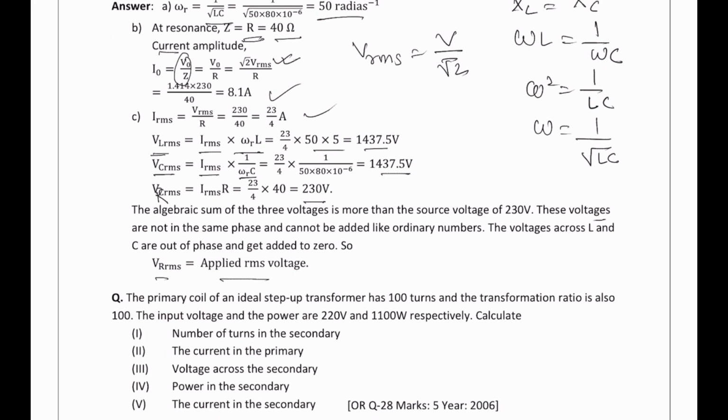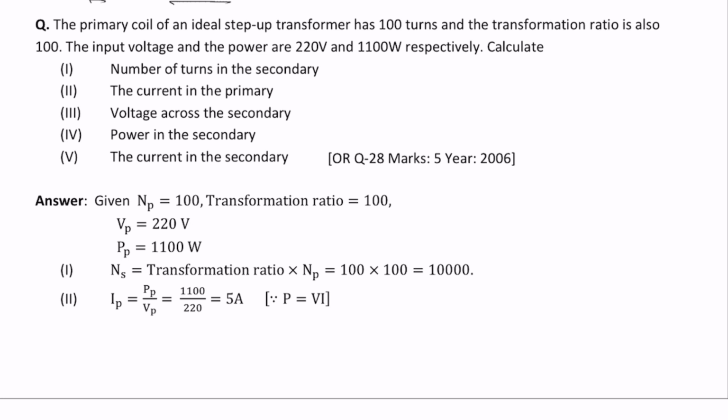Okay, now next question. The primary coil of an ideal step-up transformer has 100 turns. The transformation ratio, meaning the ratio of the turns, is also 100. The input voltage and the power are 220 volts and 1100 watts. Calculate the number of turns and so on. Now see, the transformation ratio is the number of turns in the secondary by the number of turns in the primary, correct? So from this we can find the number of turns in the secondary.